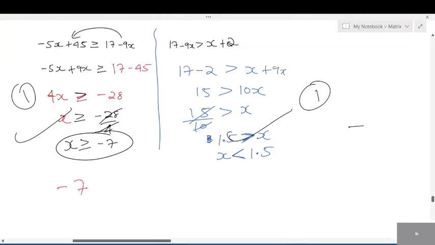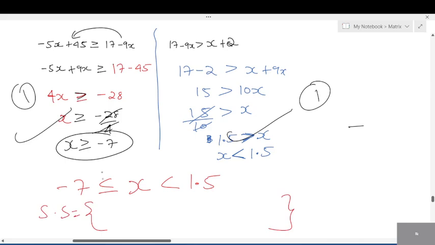Okay, let me write. Minus number should be on the left hand side. -7 less than or equal to x less than or equal to 1.5. Okay, this is the value. And what are the numbers? Can you tell me the sample space, students? What are the numbers you get?